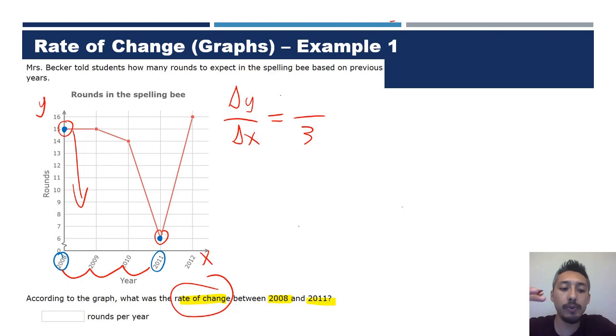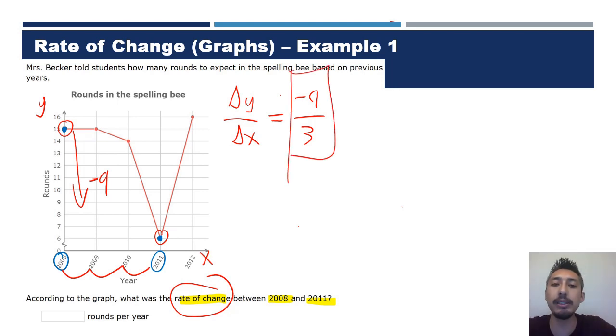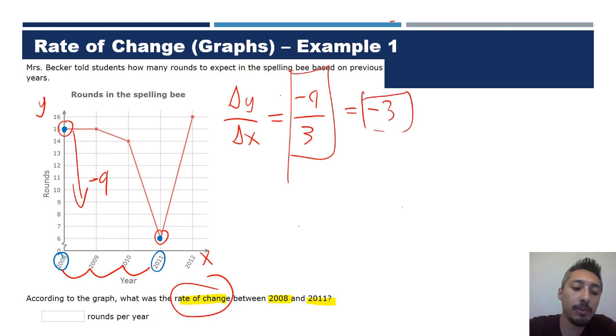So the change from 15 to 6, that is a change of 9. And because we went down 9 units, this should be a negative 9. So negative 9 is our change of y. And that means that negative 9 over 3 is our rate of change. But again, we can simplify this. Negative 9 divided by 3 is the same thing as saying negative 3. So the answer for this problem is going to be negative 3 rounds per year. That is our rate of change.